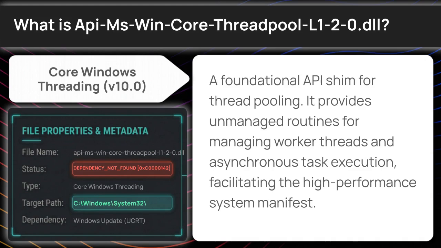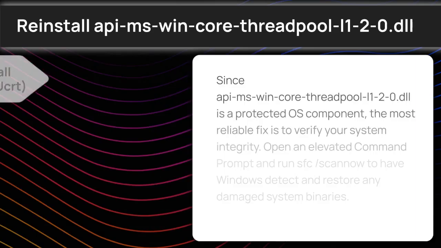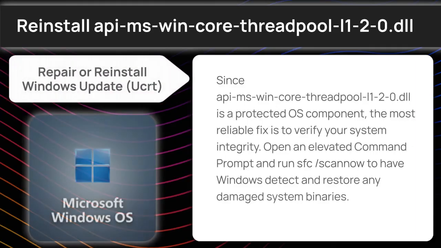Our first move is installing a fresh, clean copy of the library. Since Core Threadpool Manager DLL is a protected OS component, the most reliable fix is to verify your system integrity. Open an elevated command prompt and run sfc /scannow to have Windows detect and restore any damaged system binaries.